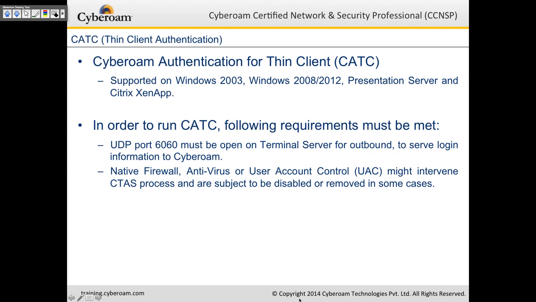Now it's supported on Windows 2003, 2008, 2012, Citrix Presentation Server, and Citrix XenApp. In order to run CAT-C, following requirements must be met. UDP port 6060 must be open on terminal server for outbound to serve login information to Cyberoam. Native firewall, antivirus, or user account control might intervene with the CAT-C processes and are subject to be disabled or removed in some cases.